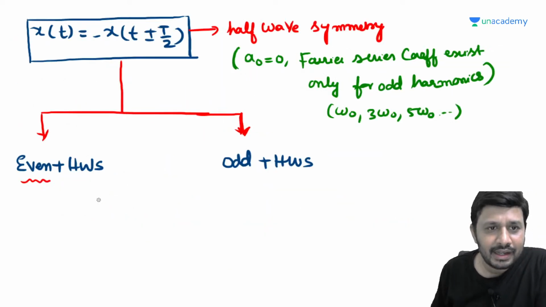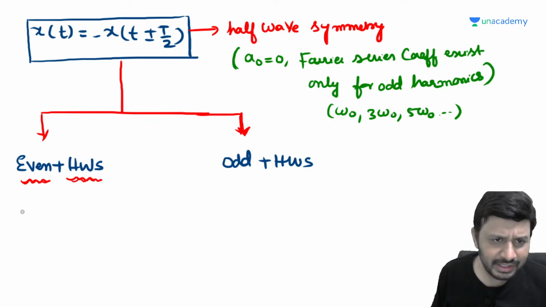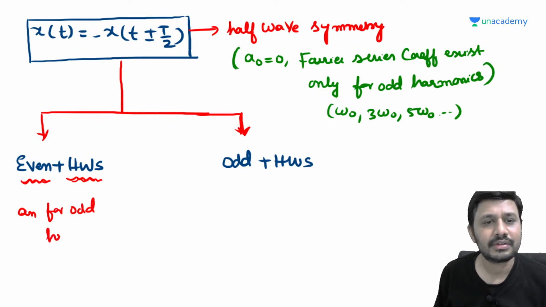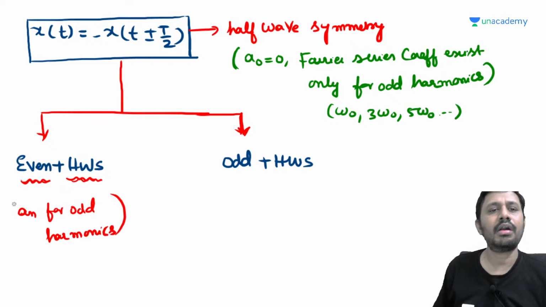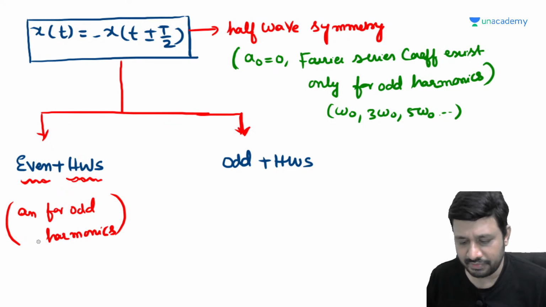But as the signal is half-wave symmetric, in the resulting Fourier series expansion we will have An, but only for odd harmonics. That An only will exist, but only for odd harmonics.